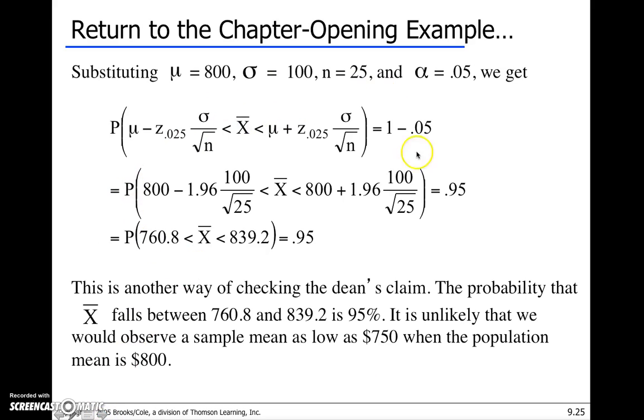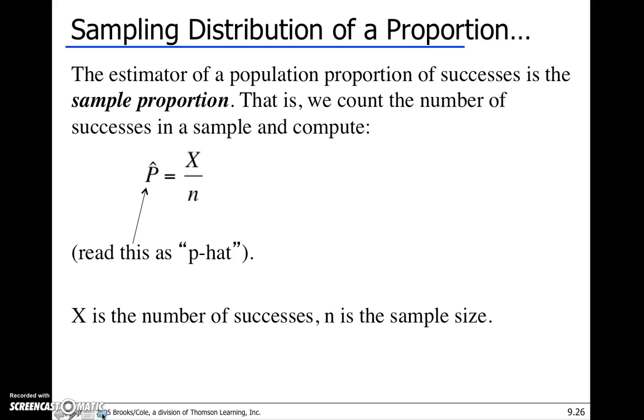And there are various aspects which are shown here. There's another way of checking the dean's claim. You don't need to focus much on that. We just go through that briefly. The probability that x bar falls between 76.8 and 8.9 is 0.95. It is unlikely that we would observe a sample mean as low as that when the population mean is 800. This is another way of looking at it.